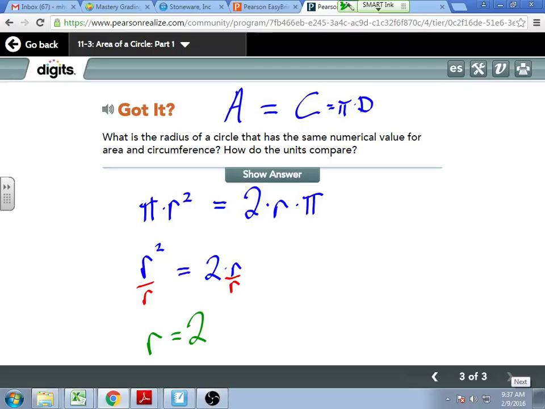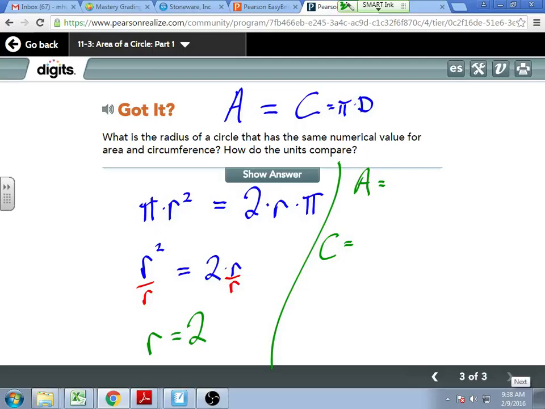Let's find out. Let's calculate what the area would be if the radius was 2, and what the circumference would be. Well, let's do area first. If my radius was 2, my diameter would be 4, so it would really just be 4 pi. I'm going to leave it in terms of pi right now.